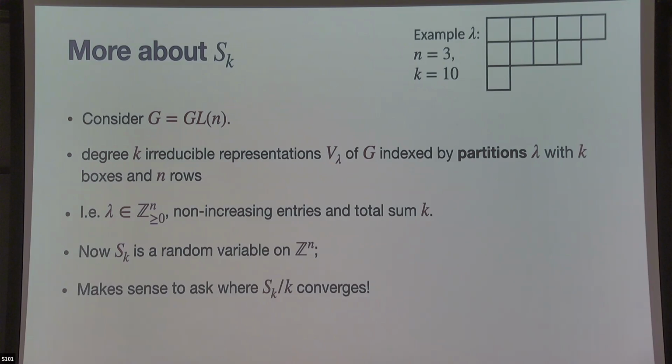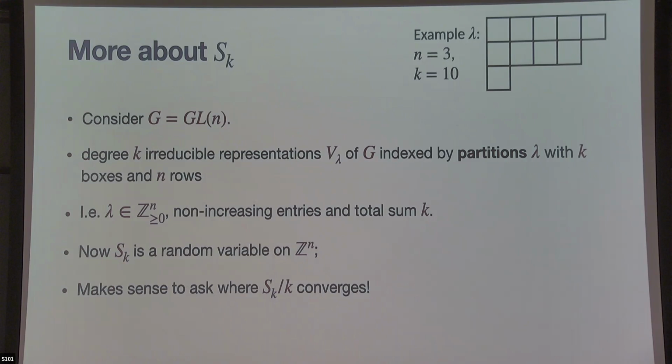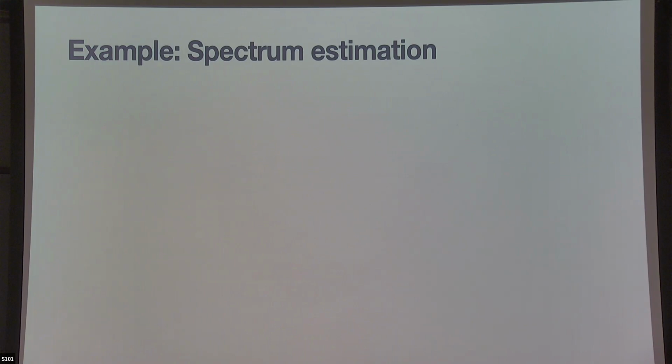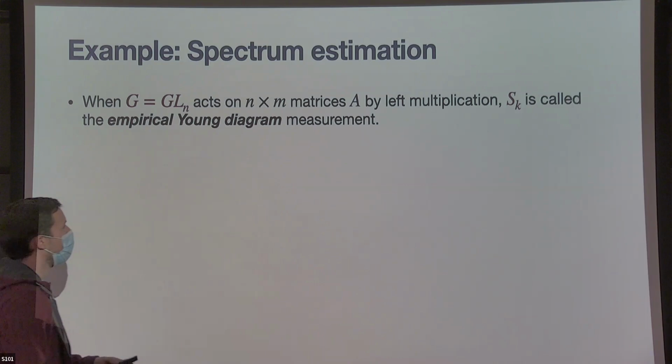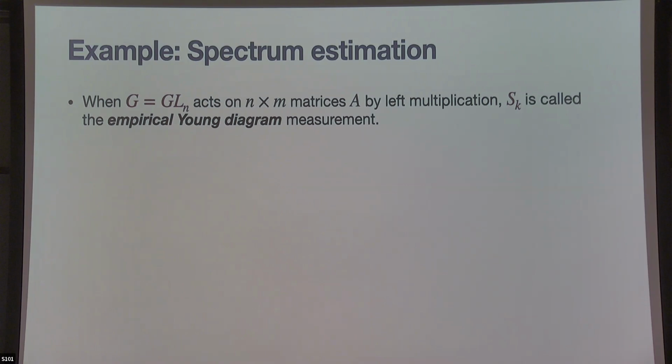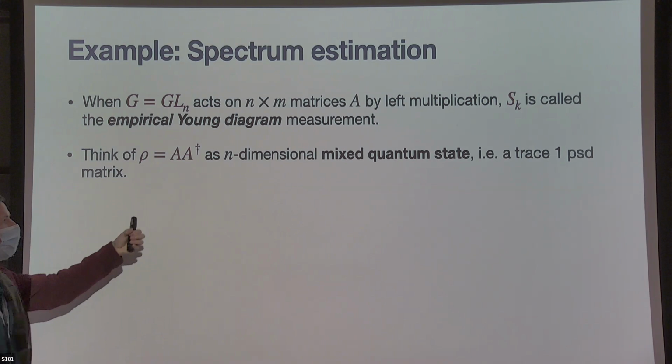This normalization turns out to be the right one, but it's inspired by the abelian case, where you just had sums. Okay. So here's an example: the action of GL_n on matrices by left multiplication. S_K is called the empirical Young diagram measurement, and what it's used for is to estimate the spectrum of an unknown quantum state.